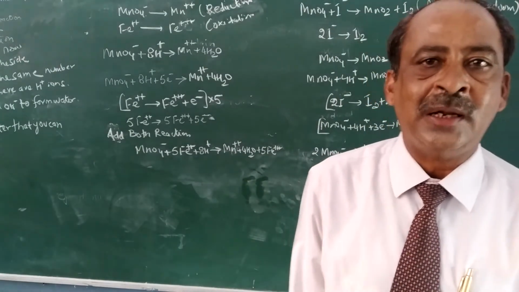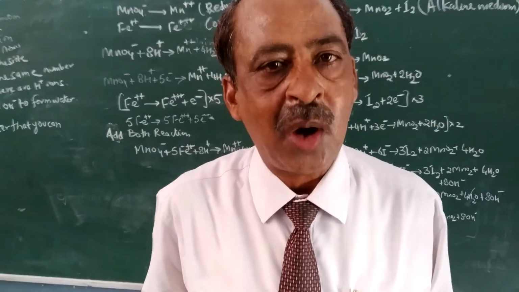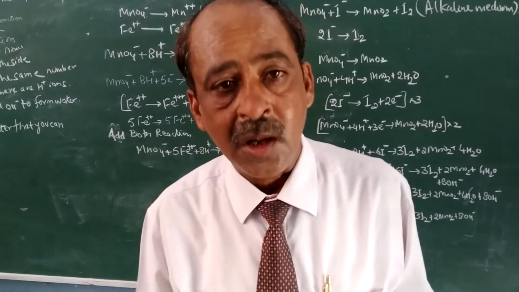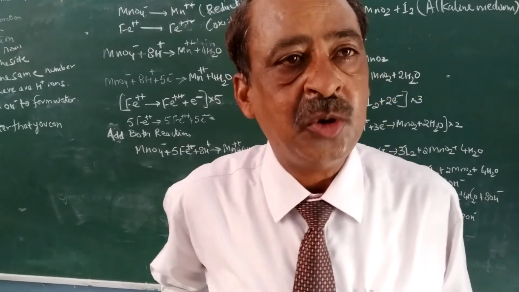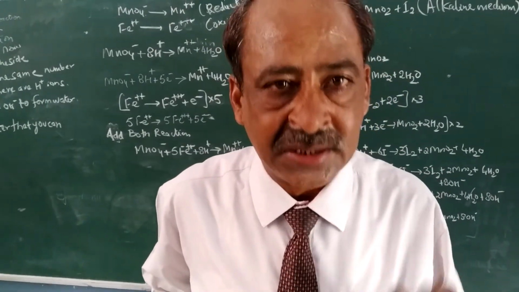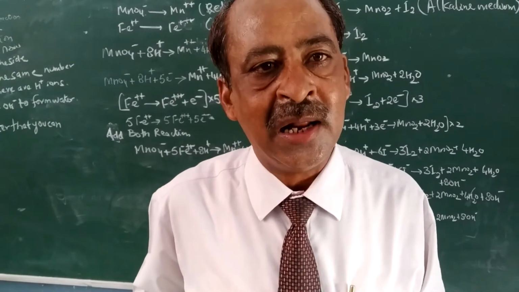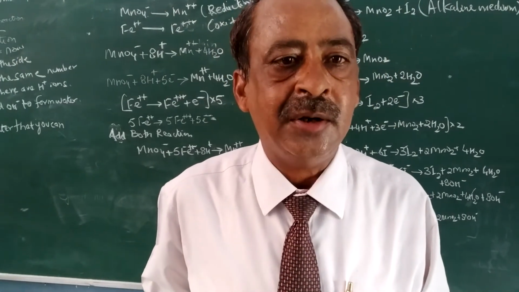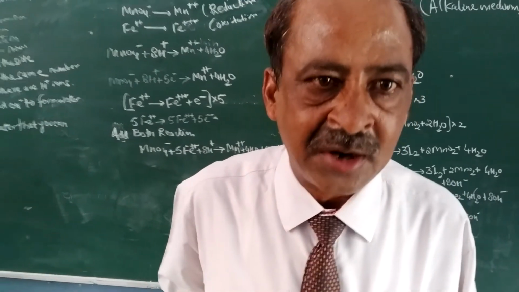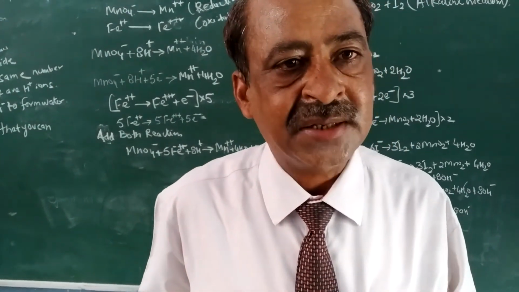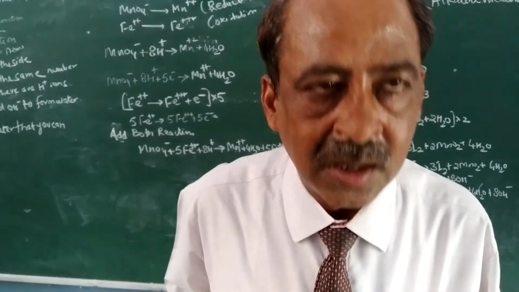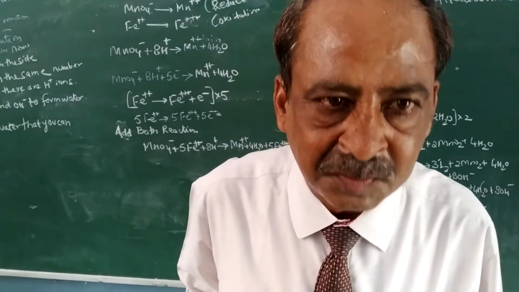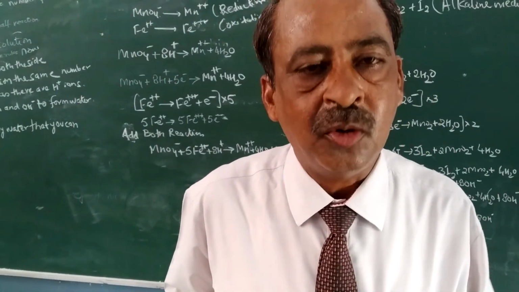Now when you come to alkaline solution, first you have to balance it as acidic solution. After balancing it as acidic solution, you will add the same number of OH minus ion on both the sides as the number of H plus that are coming. After that, you will combine H plus and OH minus ion to form water.